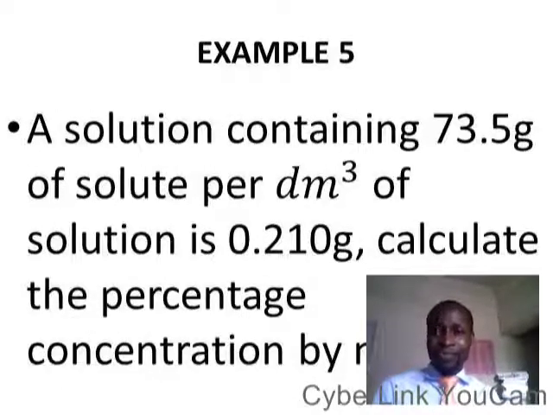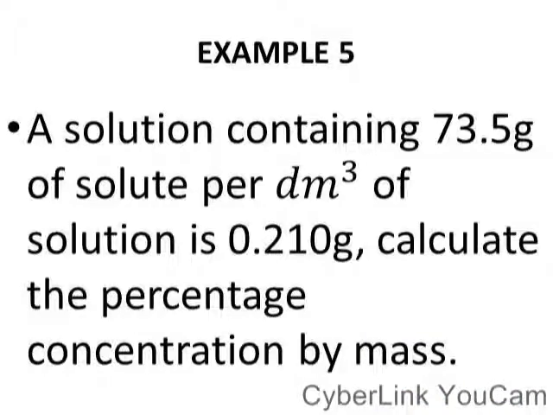Let's move on. Now look at this example 5. In this example 5, we shall be looking at it critically. A solution containing 73.5 grams of solute per dm cube of solution has a density of 0.210 gram. Calculate the percentage composition, concentration rather, by mass.